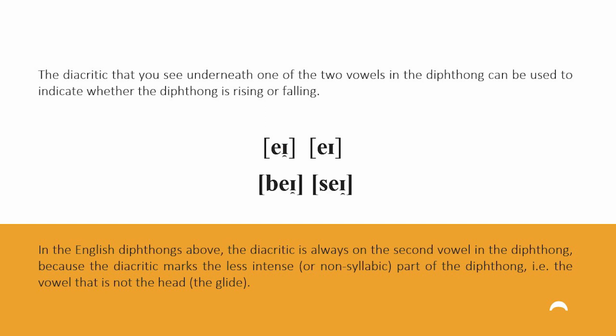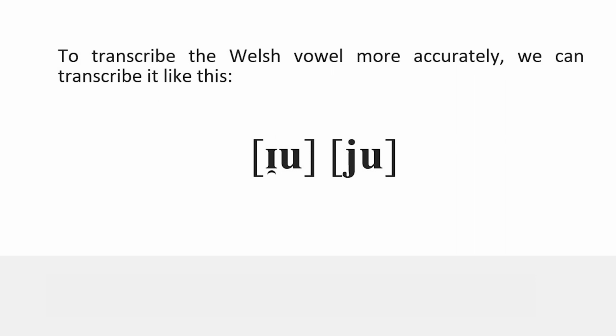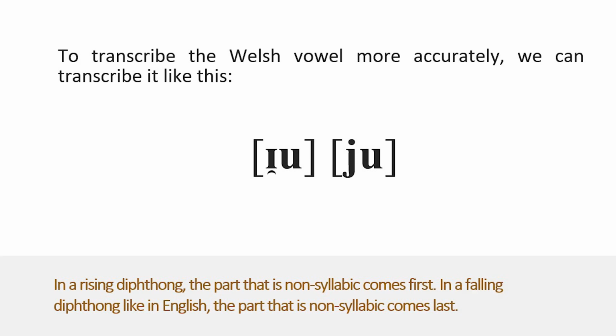Therefore, if you want to do the same to the Welsh diphthong, you can use the same diacritic, but you have to put it underneath the I part, which is where the vowel begins, contrary to English, where it comes last. Therefore, as you can see, in a rising diphthong, the part that is non-syllabic comes first. In a falling diphthong, like in English "by", the part that is non-syllabic comes last. Or, if you want, there are people who would transcribe it with this yacht.